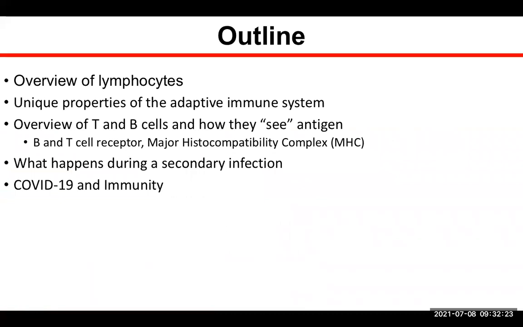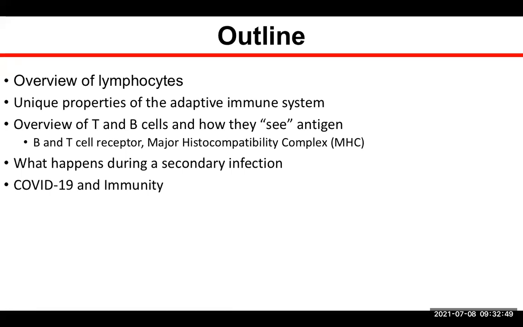So for today's outline, I'm going to give you a brief overview of what lymphocytes are. Then we'll talk about some of the unique properties that the adaptive immune system has. And then I'm going to layer this on by giving you an overview of T and B cells and how they're able to, quote unquote, see antigen, because it's quite different from what we discussed yesterday when it came to innate immunity.